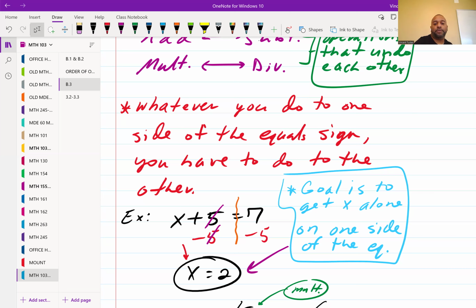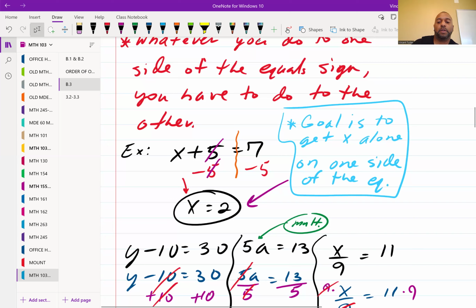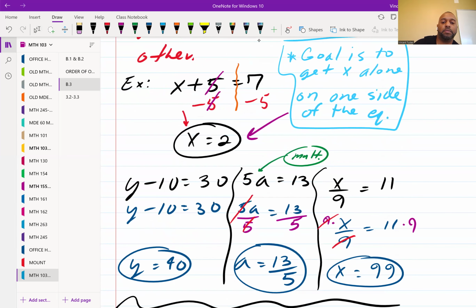Questions on that before we do a few more one-step equations? Make sure you're all right. Let me erase these just to make sure you're okay with them. We'll walk through.